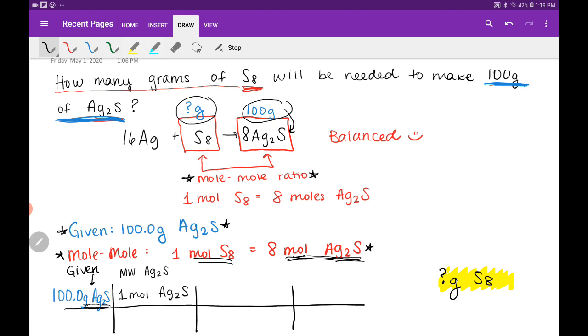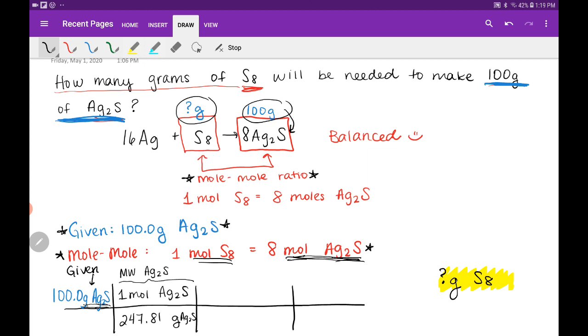Ag2S. And from the periodic table, we can add up that there are 2 silver atoms. They both have a mass of 107.87 grams per mole. So 2 times that, and we're going to add in the mass of sulfur, which on the periodic table is 32.07 grams per mole. So we get our total mass of 247.81 grams of Ag2S per 1 mole. And so that's where the molecular weight fits in, and this is always per 1 mole.